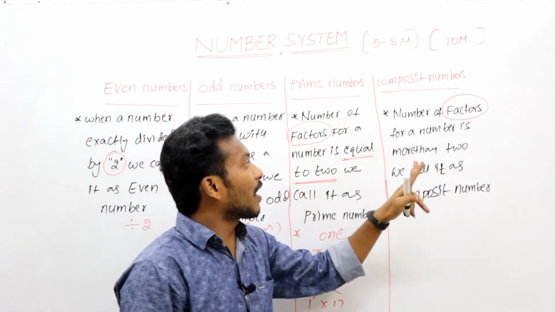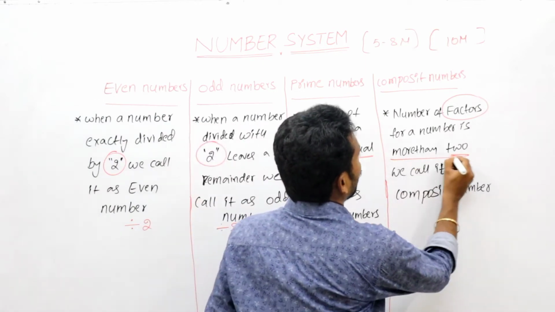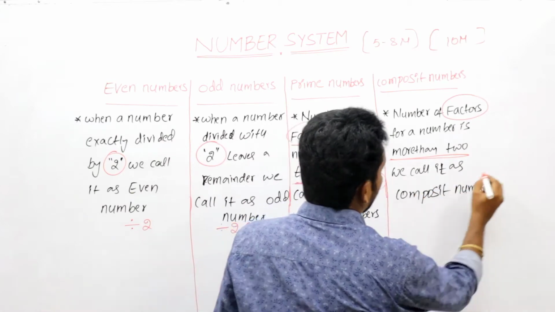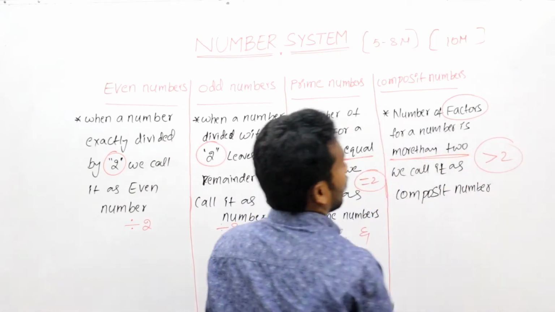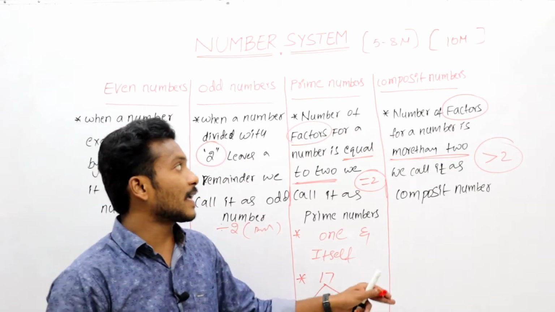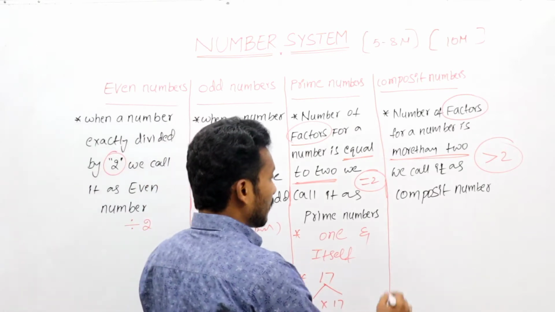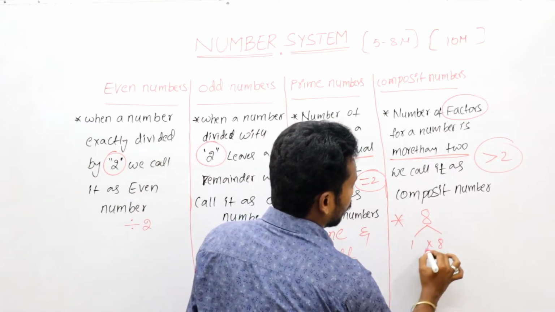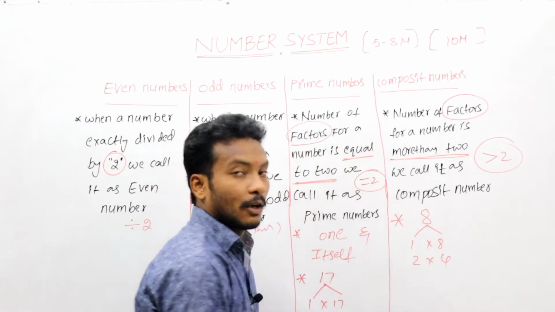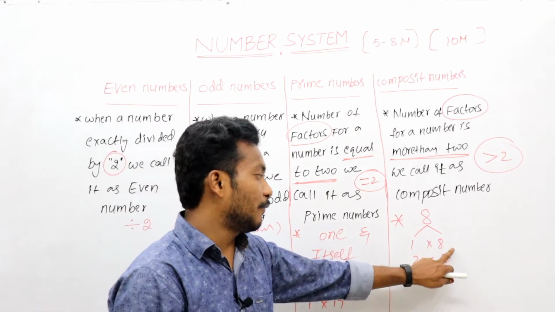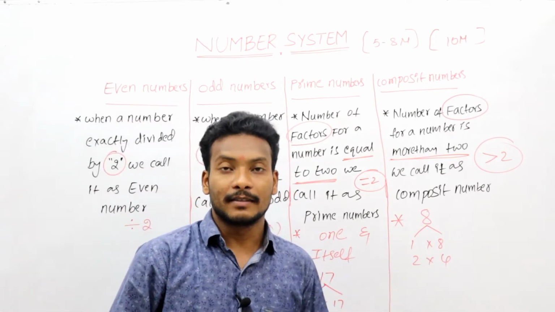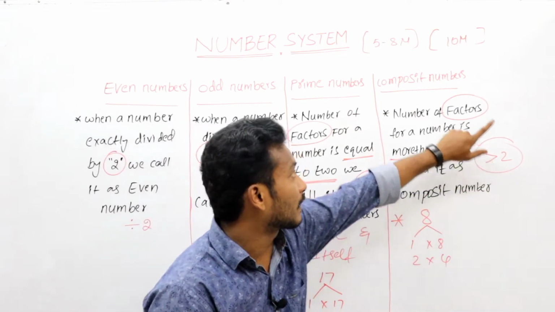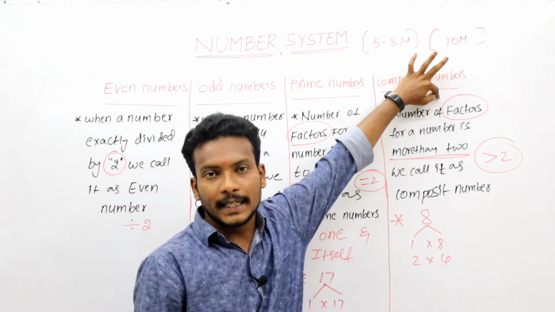And then if the number of factors is more than 2, where prime has exactly 2 factors, here it is more than 2 factors, we call it a composite number. Now I am taking the example of 8. 8 has factors 1 into 8, 2 into 4. Now the factors are 1, 2, 4, 8. 4 factors are there. That's why this number has more than 2 factors, and we call it a composite number.